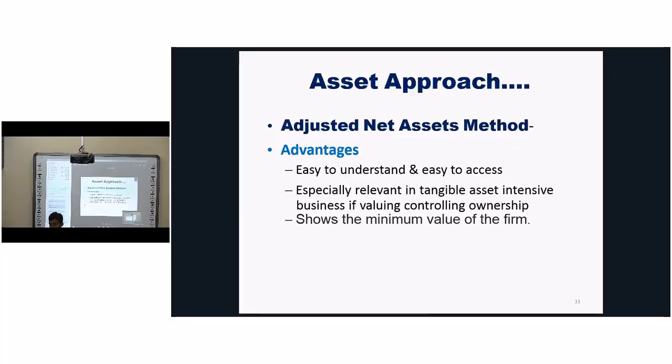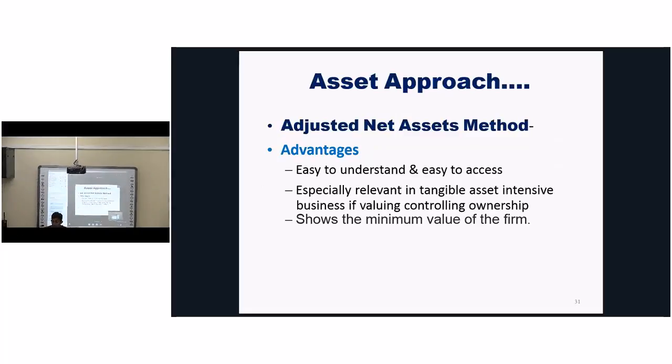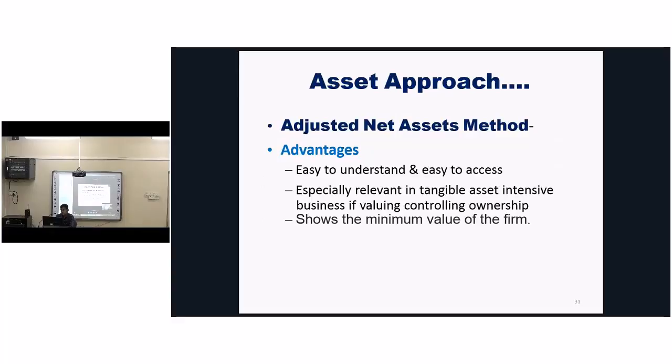So the main advantage of this method is it's easy to understand and easy to calculate. At the same time, if a firm has a lot of tangible assets, especially companies like construction firms and manufacturing firms, which have huge capital-intensive assets, it will represent a better value for such methods, because it has a lot of assets, and the net asset value will represent the real value. But at the same time, if a firm has a lot of intangible assets, it would not be a wise decision to use the net asset approach. And finally, it shows the minimum value of the firm.